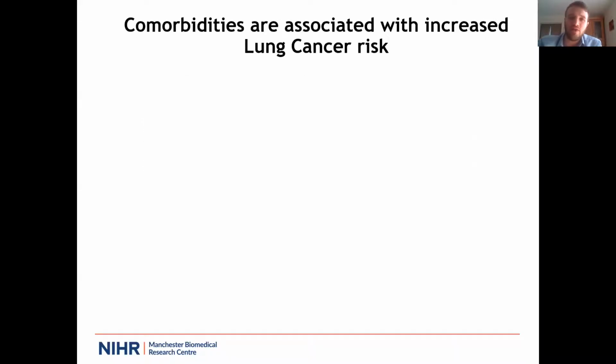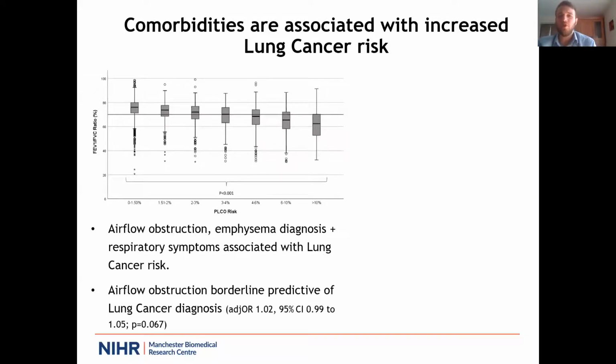And the final thing that we show is related to comorbidities. So we show that the higher your lung cancer risk is calculated, the more likely you are to have various other respiratory comorbidities, for example, airflow obstruction, the diagnosis of emphysema, or respiratory symptoms.